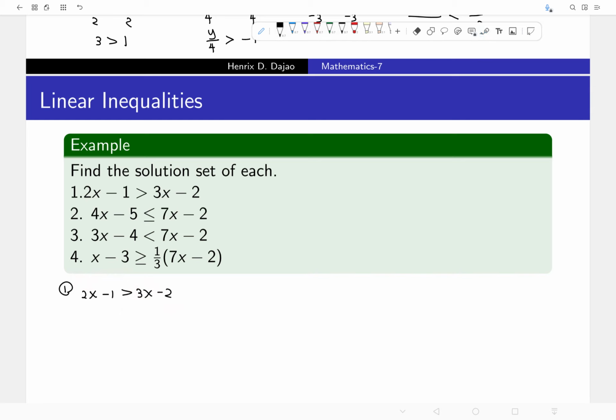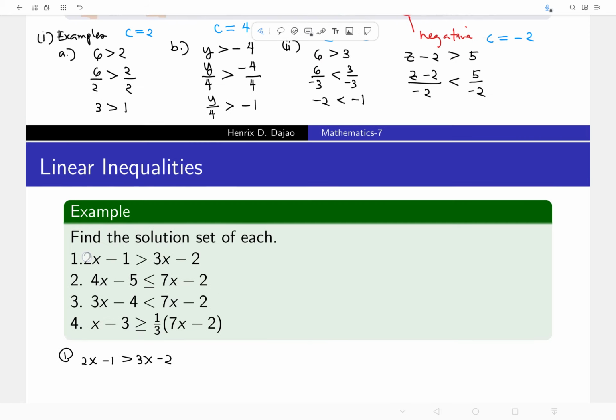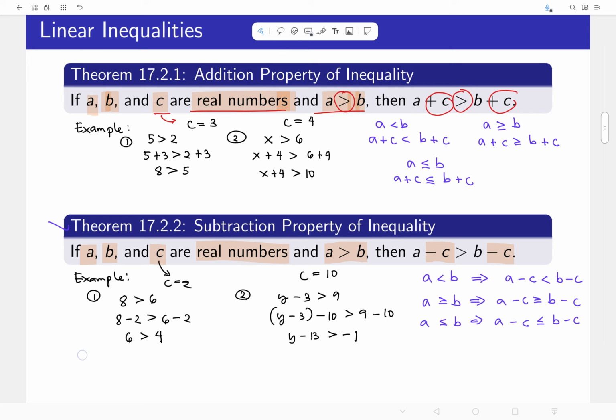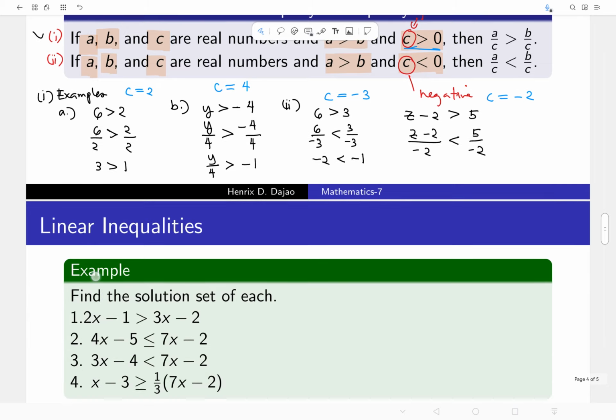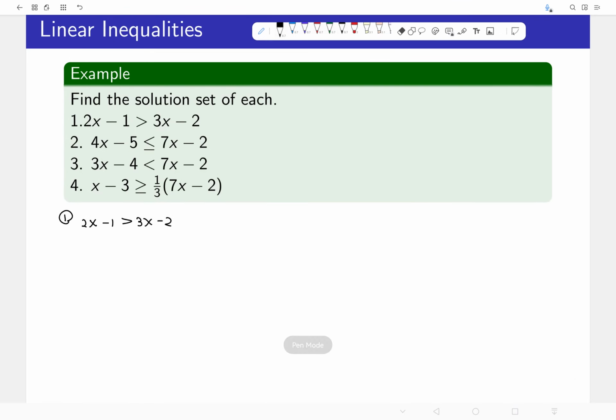Now, to do that, we will apply the addition property of equality. Just remember the addition property. We're going to add the same number on both sides of the inequality, and the sign of inequality will not change. Of course we're going to remove this one. To do that, we are going to add positive 1 to both sides of the inequality. So we're applying the addition property of inequality.